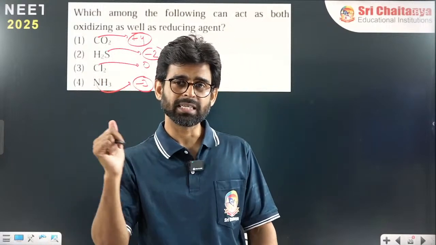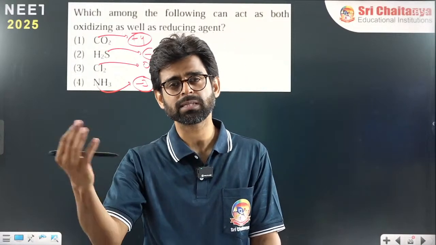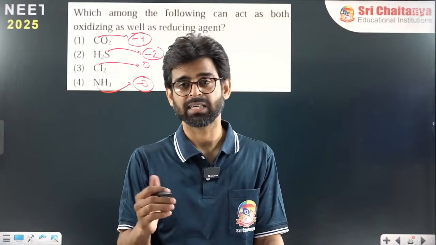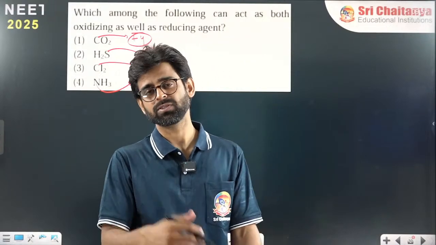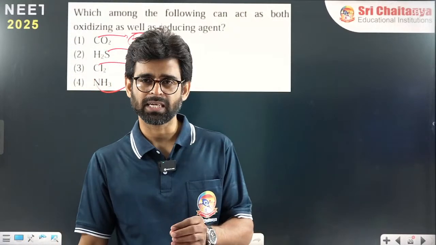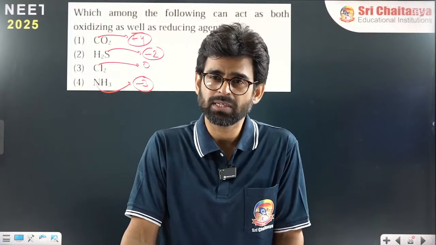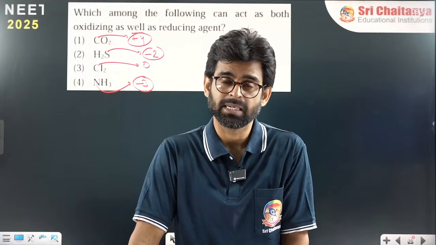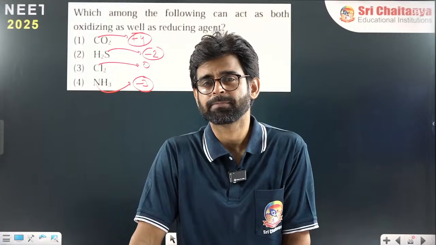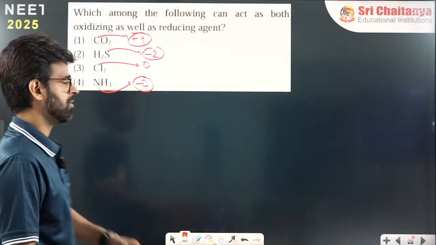Chlorine is present here in 0. So chlorine can go to -1, +1, +3, +5, +7. So chlorine can do oxidation as well as reduction, so it can act as an oxidizing as well as a reducing agent. If something is present in its maximum oxidation state, then it can never act as a reducing agent. And if something is present in its lowest oxidation state, it can never act as an oxidizing agent, right? That's why. So be careful about these questions.